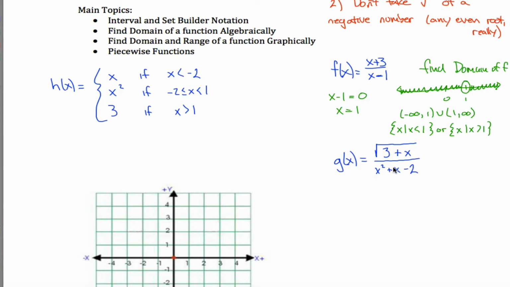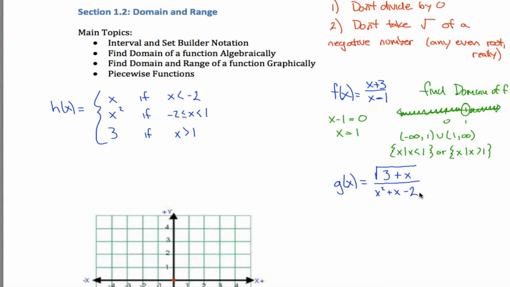Maybe a little bit quicker down here. Here I have to take into account both of my rules. I can't take the square root of a negative number. So this thing underneath the square root sign, that 3 plus x, better be greater than or equal to 0. The thing underneath the square root sign, which is what's called the radicand, needs to not be negative. The way you can mathematically say not be negative is say it's greater than or equal to 0.